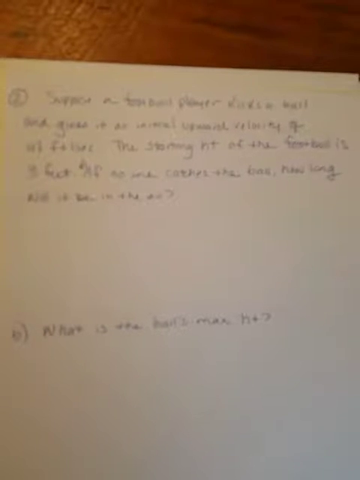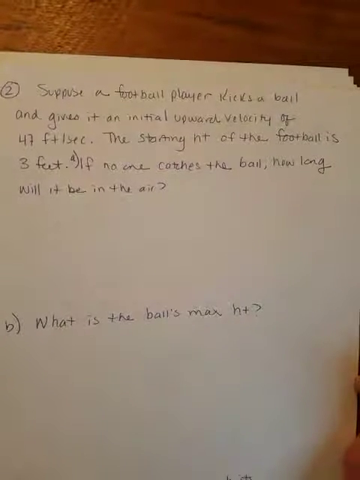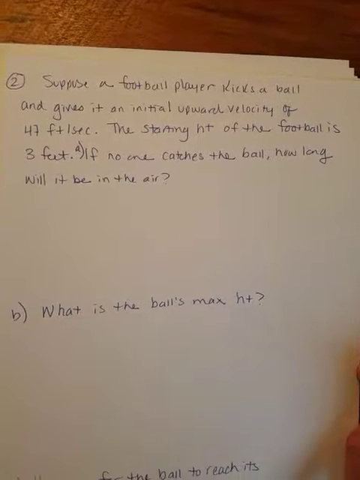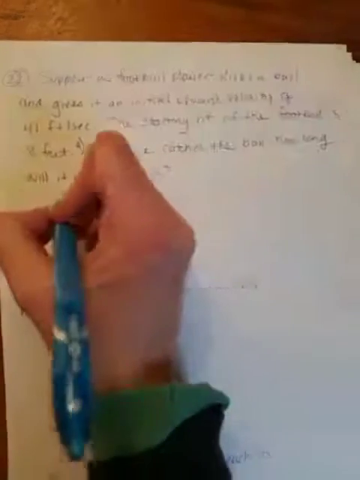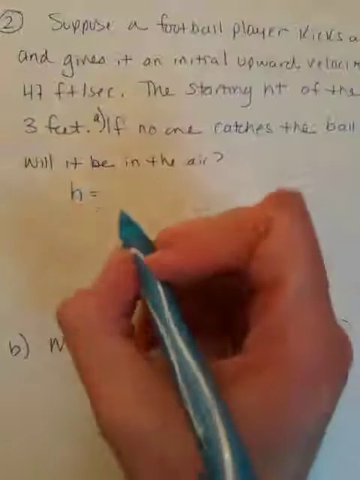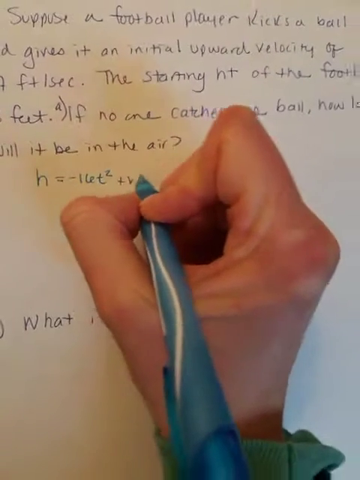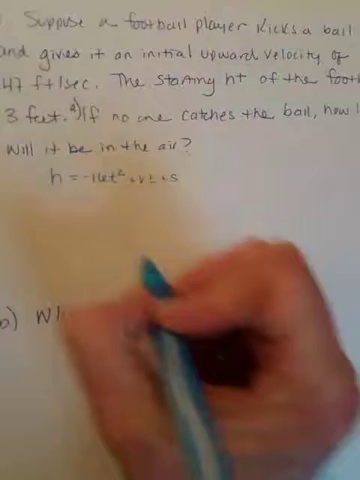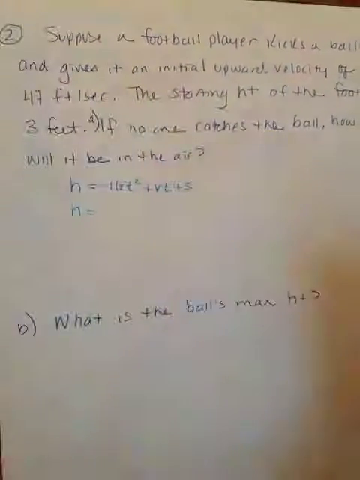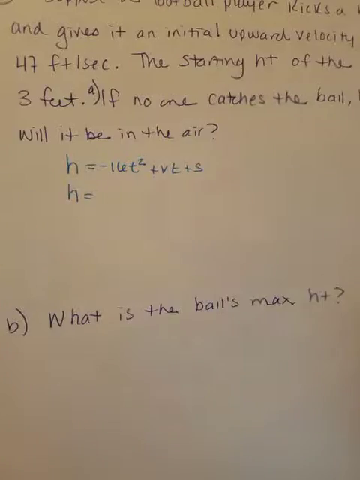Unlike number one, you are not given the equation this time. But like I mentioned in my first video, for these types of problems in our class, you are always using the equation h equals negative 16t squared plus vt plus s. H is not the initial height, that's a height that you want to find.